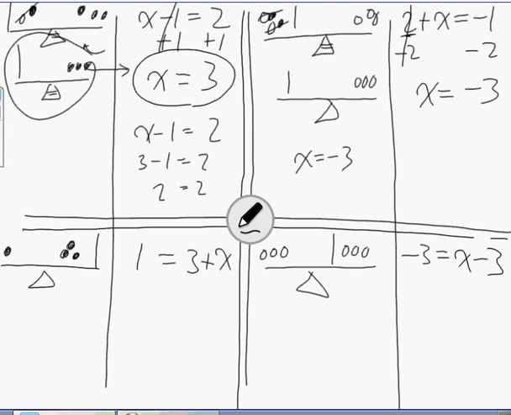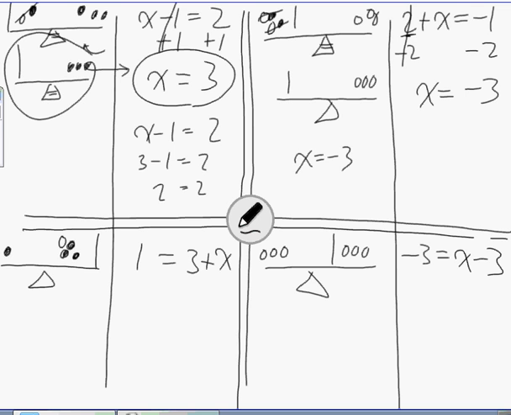Same answer. In the third question, what's different about it than the other two? Okay, my variable is not on the left-hand side. My variable is on the right-hand side. And it doesn't matter which side it's on. I'm still going to isolate it.